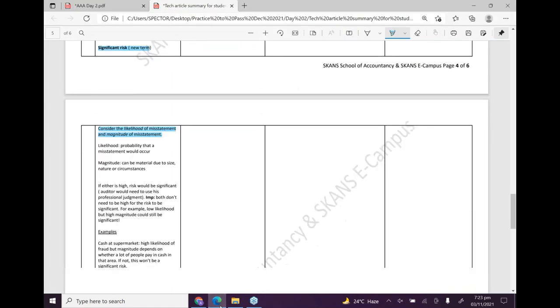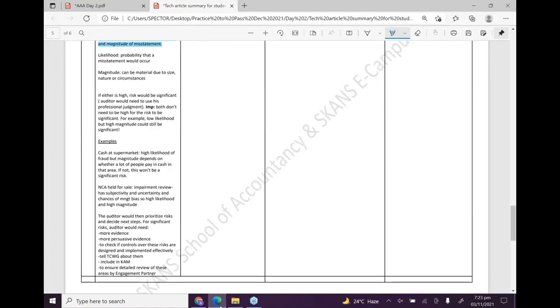Here you go. So I've given some examples. For example, cash at a supermarket, there could be a high likelihood of fraud, but magnitude depends on whether people use card or credit or cash. If they don't use cash at all, although there's a high chance of cash being stolen, the magnitude would only be $20–30 because people don't have the habit of paying in cash. So I've written some examples for you.